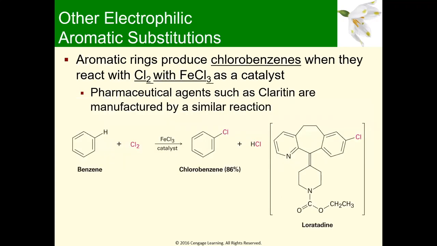Okay. All right, so as I said before, we can do this with other halogens like chlorine, Cl2, but you just change the catalyst. And here's one example of that. If anybody took Claritin this morning, this is a reaction that is used in the production of that allergy med. So aromatic rings will produce chlorobenzenes when they react with chlorine, Cl2, with iron 3 chloride, FeCl3, as a catalyst. So pharmaceutical agents such as Claritin are manufactured by a similar reaction. And I think you've got this reaction diagram in your handout already.